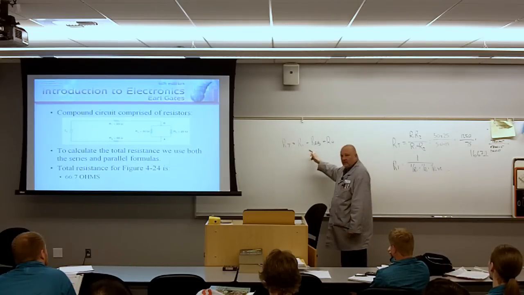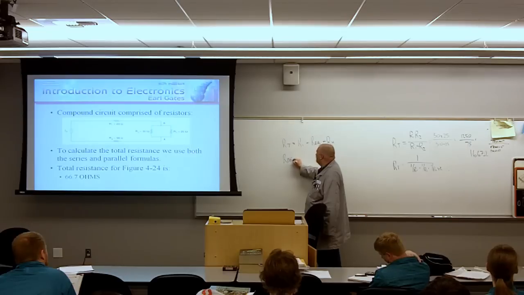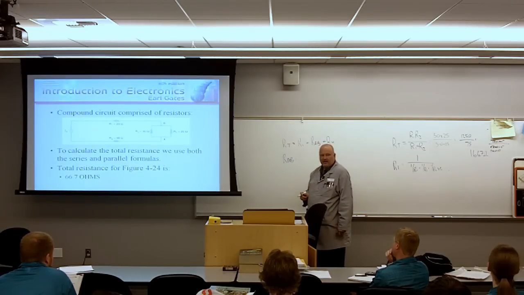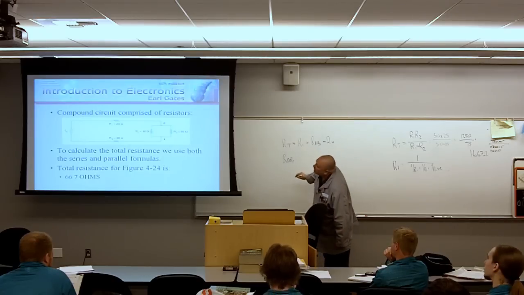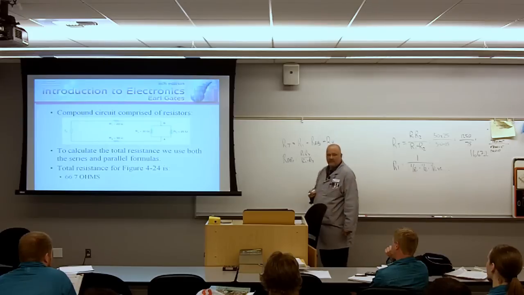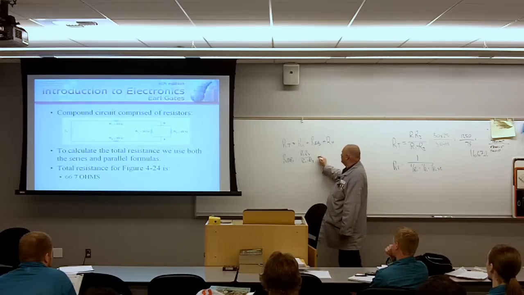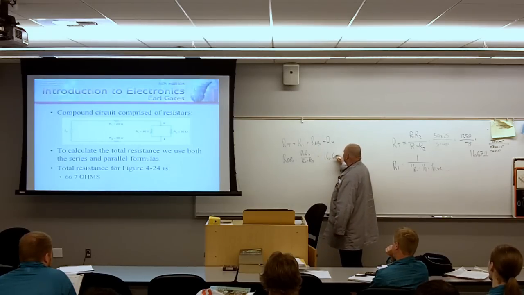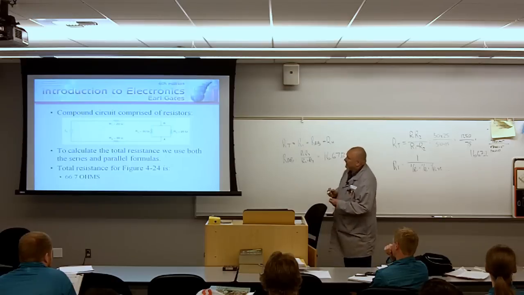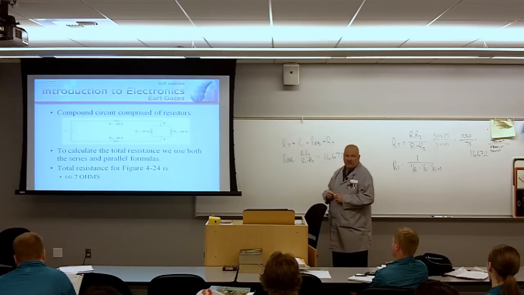Now before I could solve for this, I'm going to have to calculate what RAB is equal to. RAB is going to be equal to R2 times R3 divided by R2 plus R3. You agree with that? So then it's just a matter of, we already did this, this is 16.67 ohms plus 30 ohms plus 20 ohms. That gives me my total amount of resistance in the circuit.